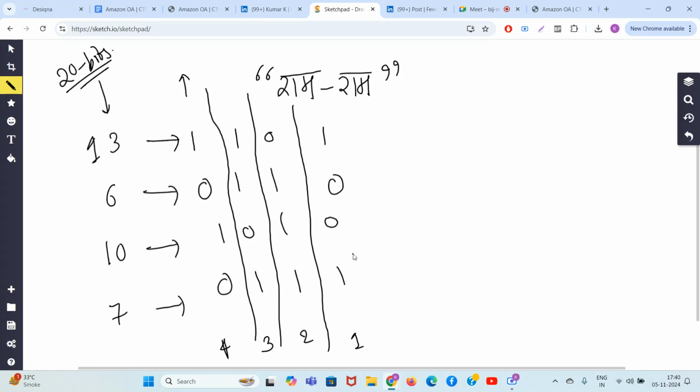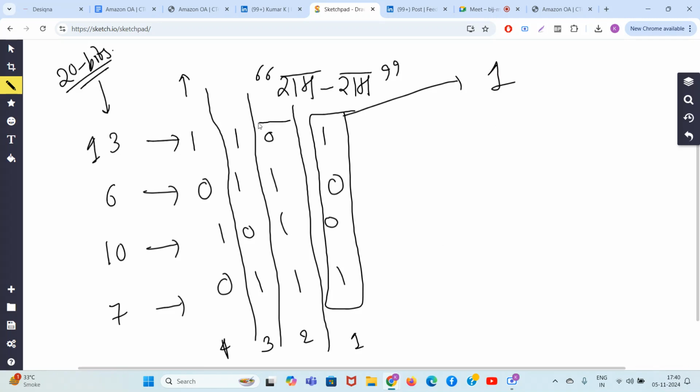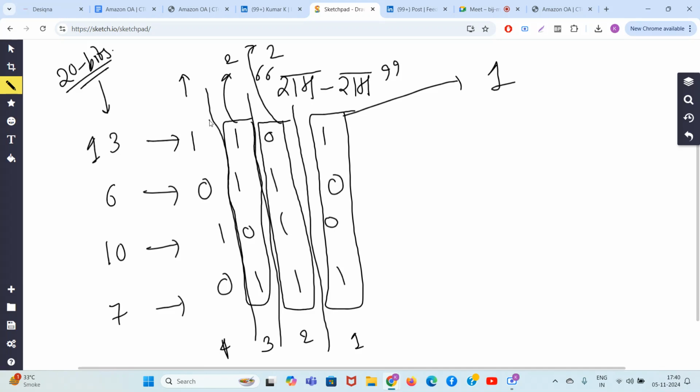In the first column, what's happening? The one is coming an even number of times, right? In one move, you can solve it by selecting the whole array one time. Here, one is coming an odd number of times. So here you will have to select the array two times. Here the one is coming an odd number of times. Here also you will have to select the whole array two times. Here the one is coming an even number of times. So you have to select the whole array one time.